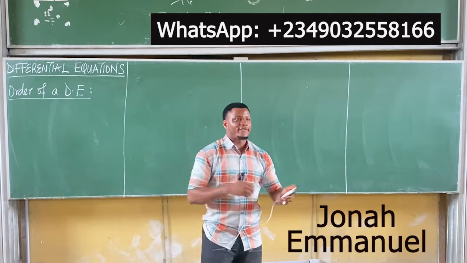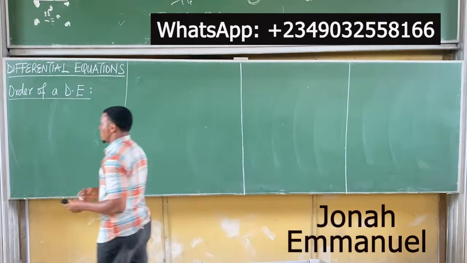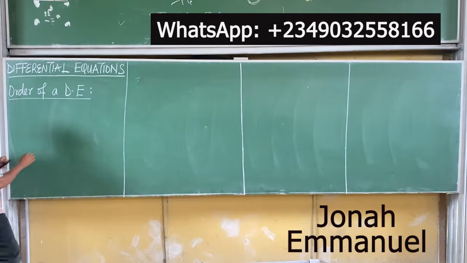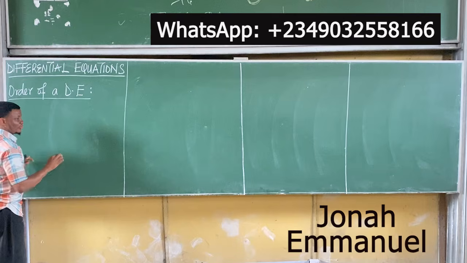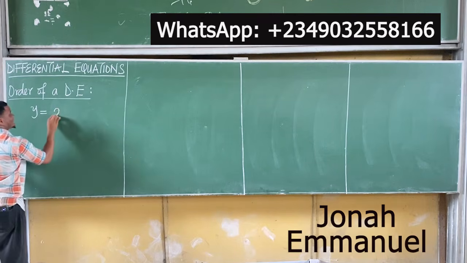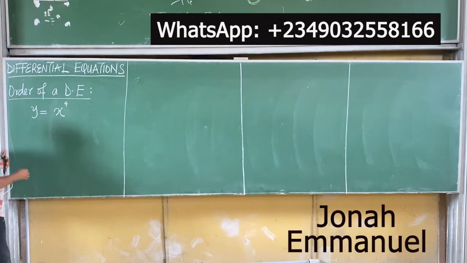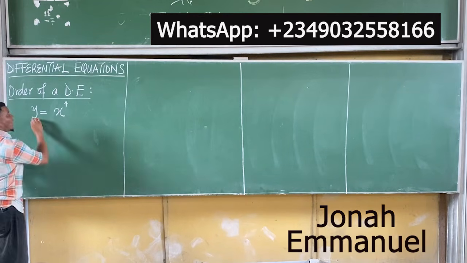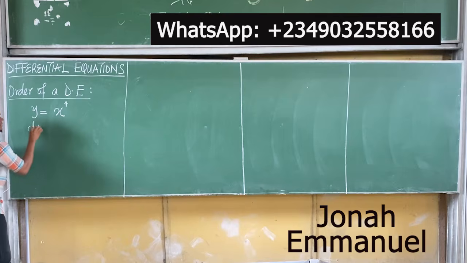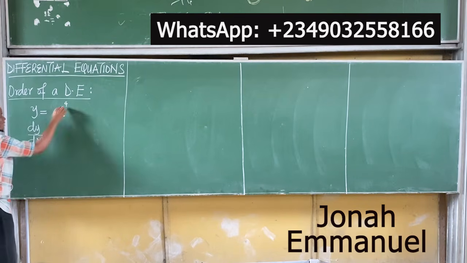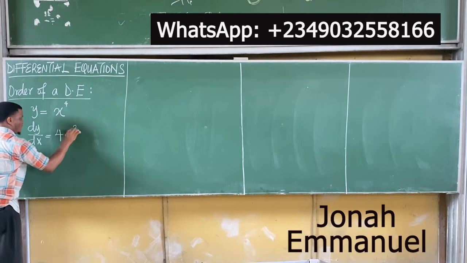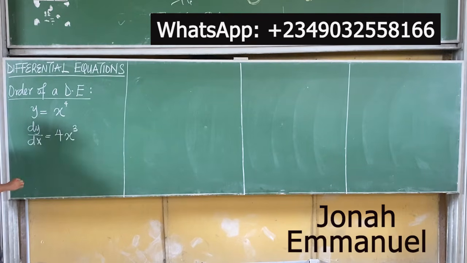Let me explain what differential coefficients mean. Let's start with basic differentiation. If I have that y is equal to, let's say, x to the power 4, for instance. If I differentiate y with respect to x, I will get dy/dx equal to 4x to the power 3. Differentiate this answer: if I differentiate dy/dx, d²y/dx² is equal to 12x to the power 2.